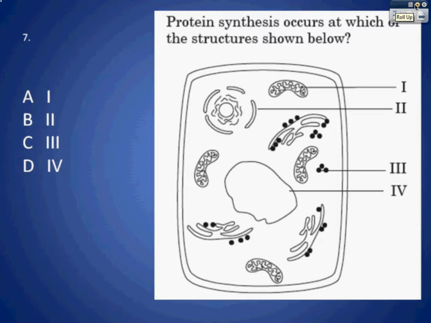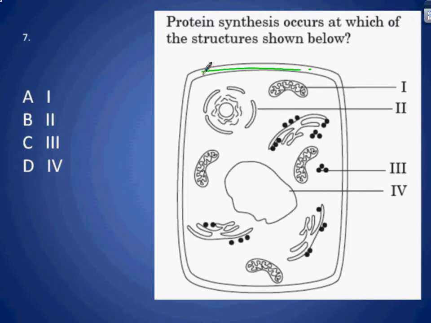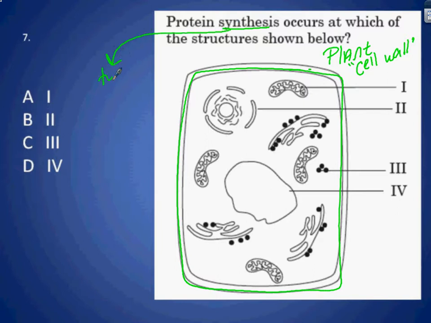Well, how we tell that is by looking at the shape of it. And the shape of it is sort of a rectangle. And so that rectangle tells me it's a plant cell, because that's cell wall. And it says, which of the structures is protein synthesis? Well, what does synthesis mean again, guys? It means to make.